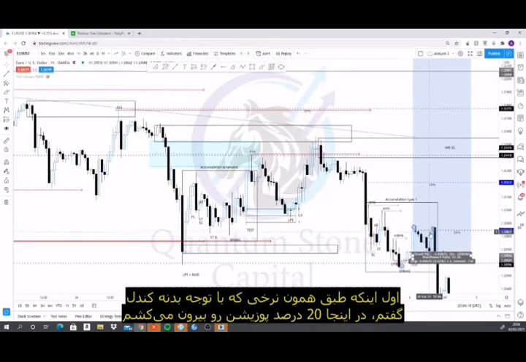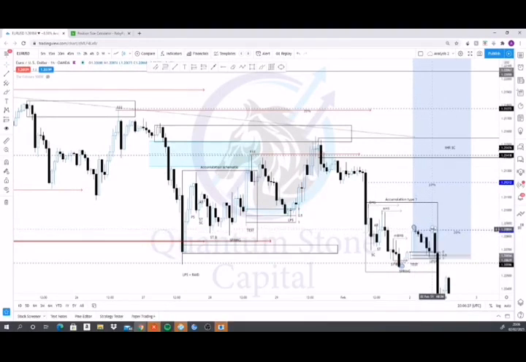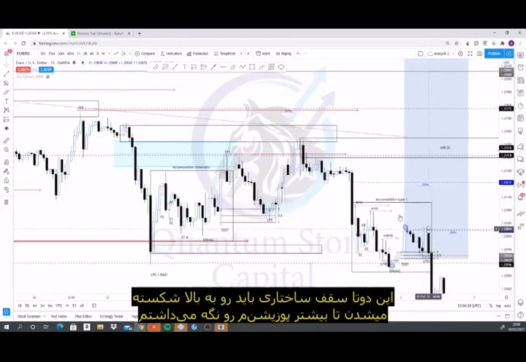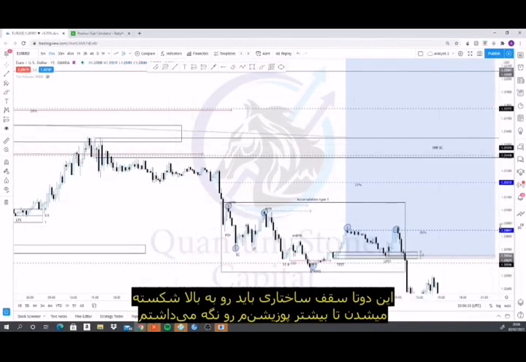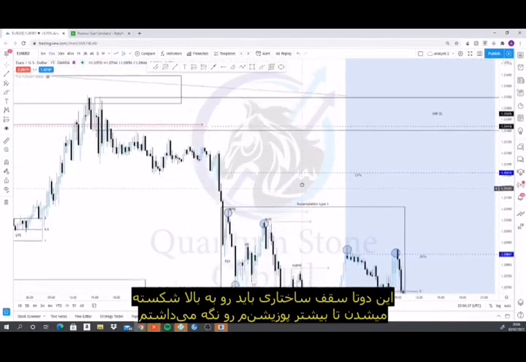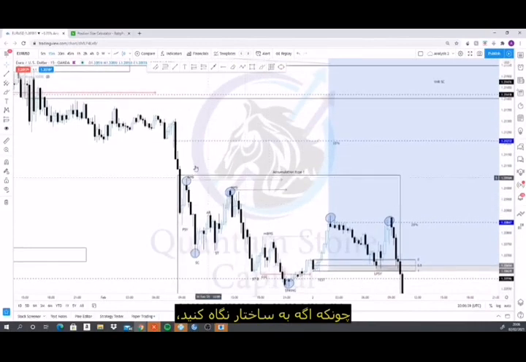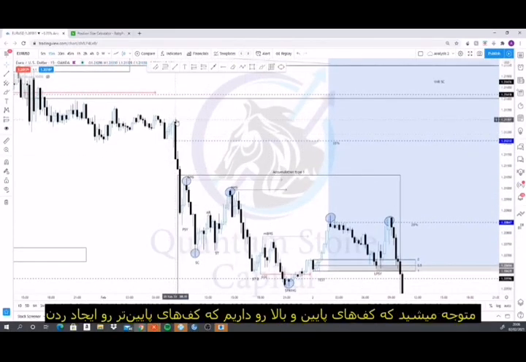So firstly, as mentioned before, upon a raid of the body of the candle, I would take 20% of my position here, and these are two structural highs I would like to see be broken in order for me to hold, again, the majority of my position. And the reason is because if you look at structure, we did have that lower low, lower high, lower low, lower high, and arguably that new lower low.